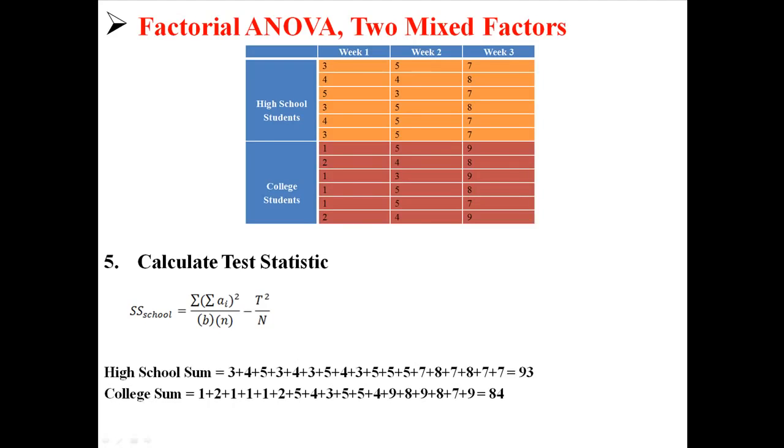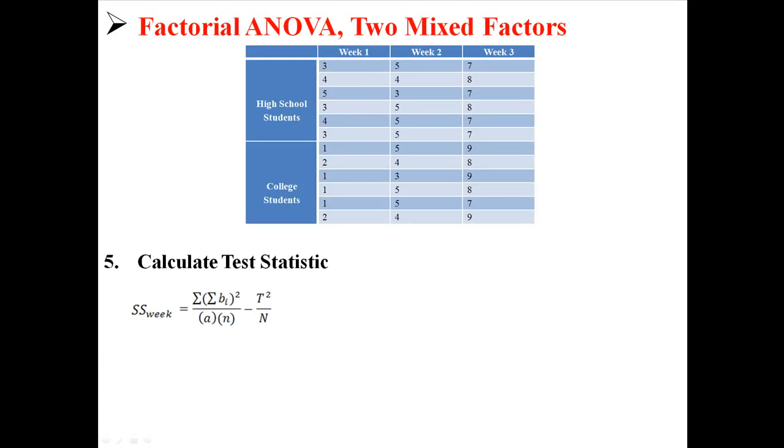Remember that we're going to split them up by high school and college, because those are our two levels of A. So we need to find the sum of each of those conditions, which we do. We have 93 and 84. And then that's the top part of the first fraction. We take the sums and square them and then add them together. And then the stuff in the equation besides that we already know. We know that b is 3, we know that n is 6, capital N is 36, and t is 177. That's just the total sum. That's everything added together. That's 93 plus 84. So putting all that stuff in there, we find a sum of squares for school of 2.25.